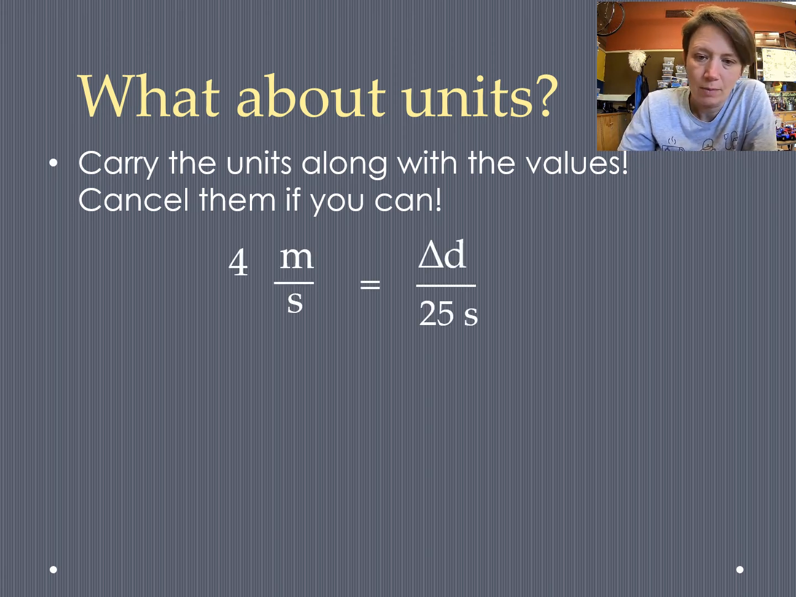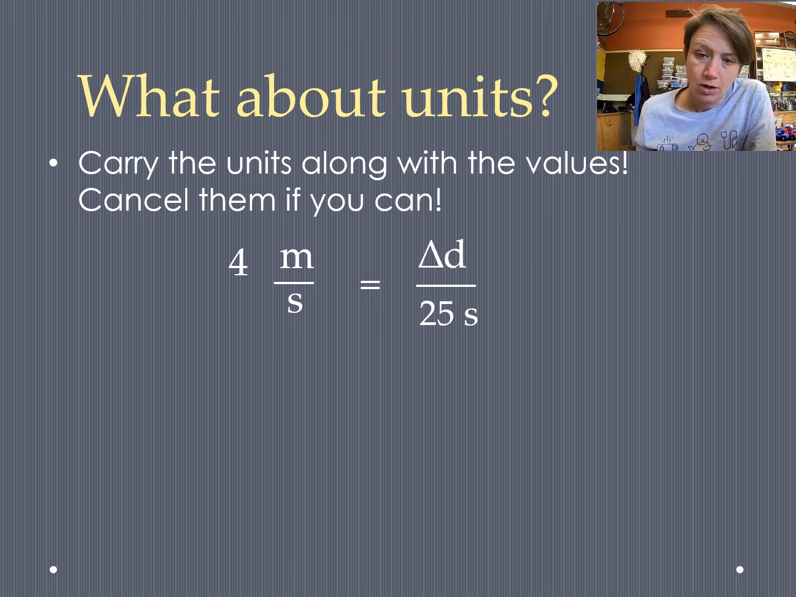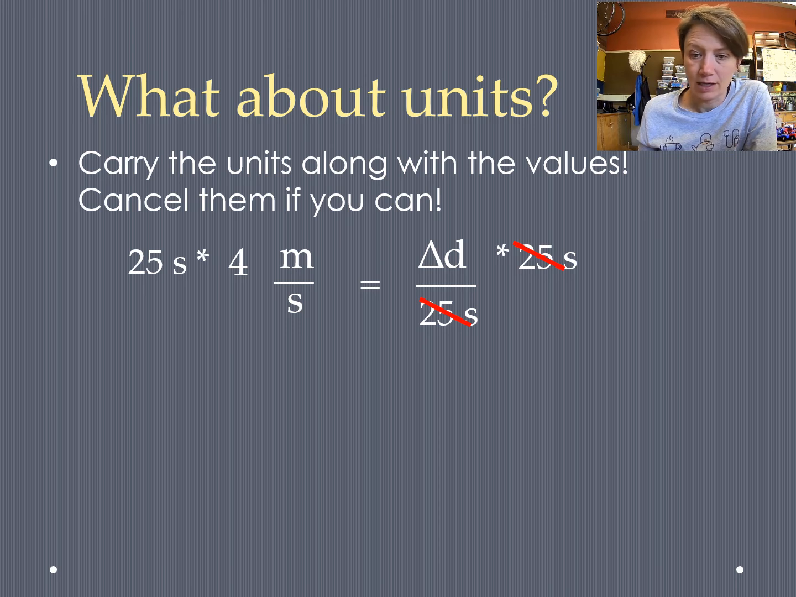So if you had a problem using our average velocity equation where we know that 4 meters every second equals delta d over 25 seconds, our wanted variable in this problem is the delta d. I'm trying to get that all by itself. Right now it's not by itself because I'm dividing by 25 seconds. So the way to get rid of that is to multiply both sides by 25 seconds. When you do that, you will see the 25 seconds on the right cancels out, and we're left with all of this stuff on the left.